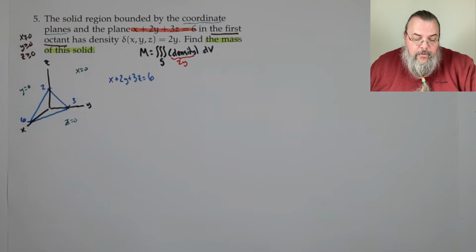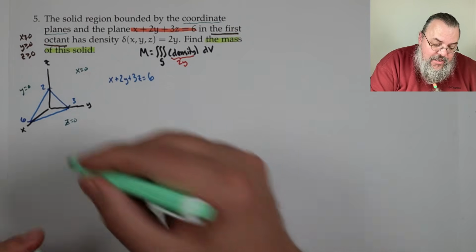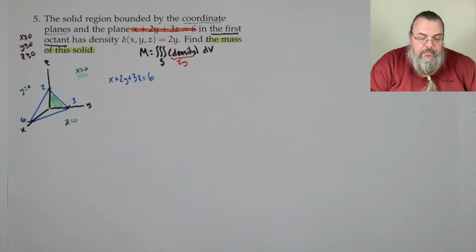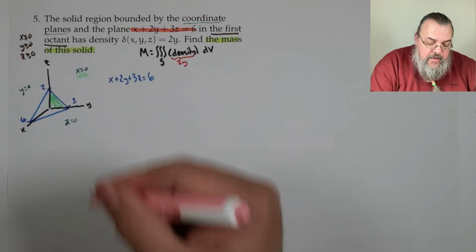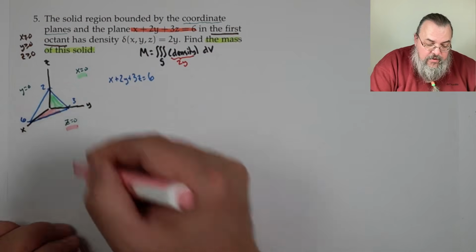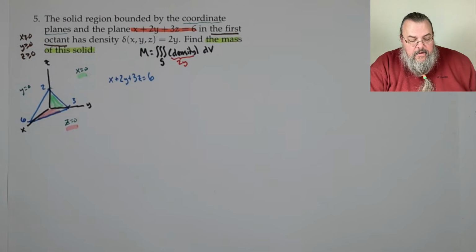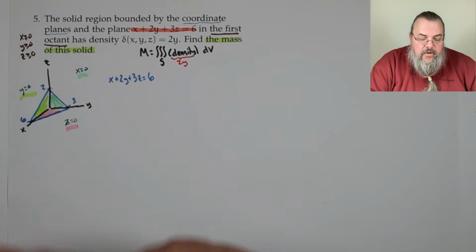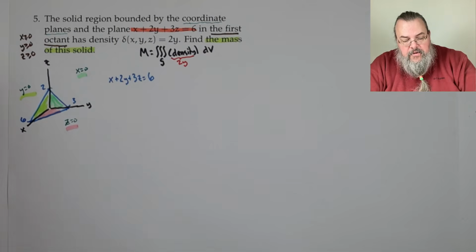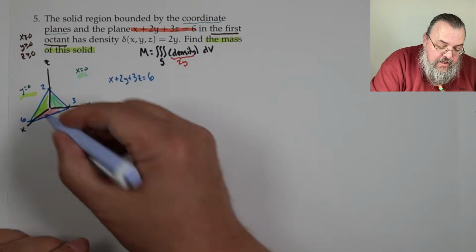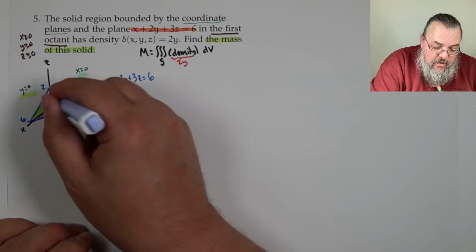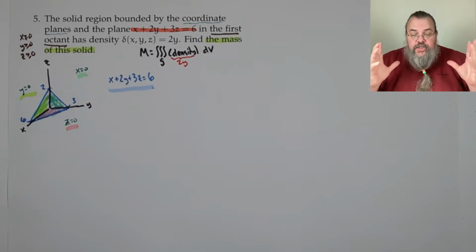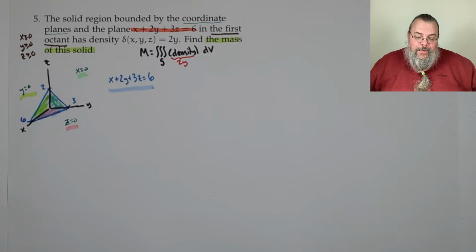So we have 4 sides. This is a tetrahedron, tetra meaning 4. We have this back side, which is our x equals 0. We have this bottom side, which is our z equals 0. We have our left side, which is our y equals 0. And even though it'll complicate the picture, we'll also sketch in our last one here, which is x plus 2y plus 3z equals 6.